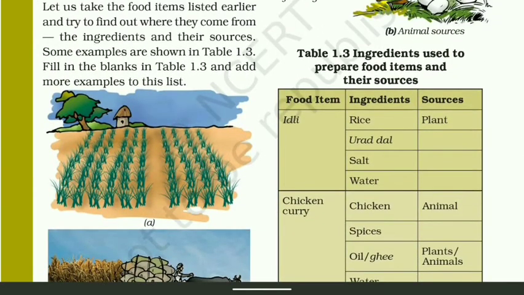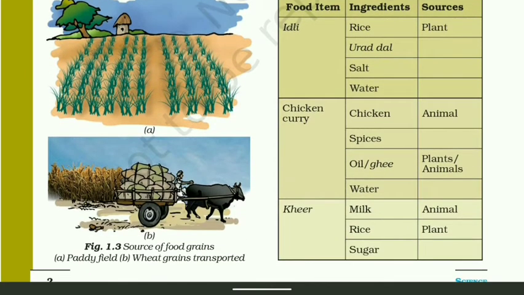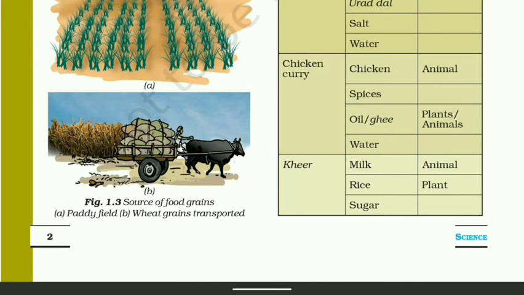So let's see. This is Table 1.3, ingredients used to prepare food items and their sources. First column is items, second is ingredients, and third is sources, like idli. Its ingredients are rice, urad dal, salt, water, and source is plant. Chicken curry: chicken, spices, oil, ghee, water. Animal, plants. Animal. Kheer: milk, rice, sugar. Animal, plant.